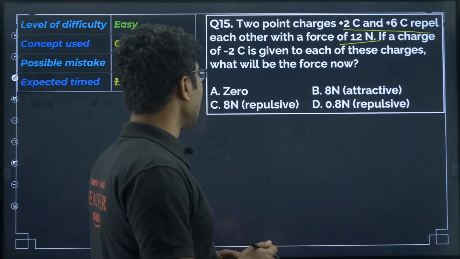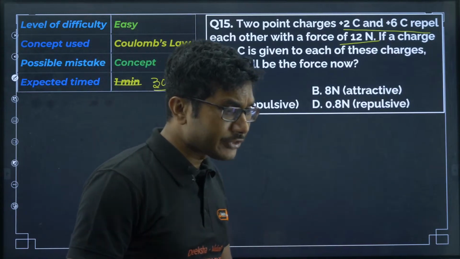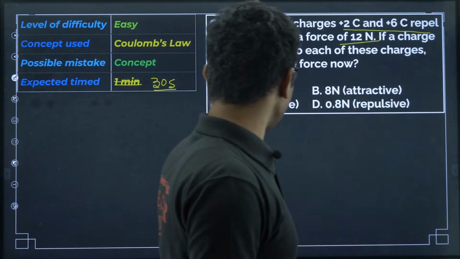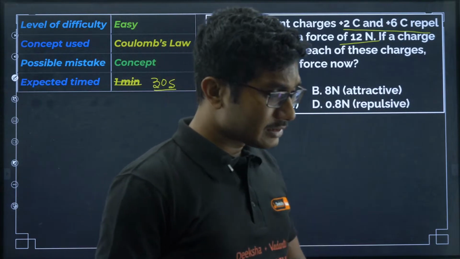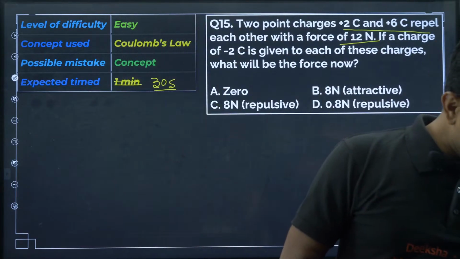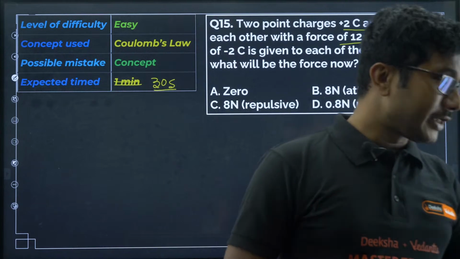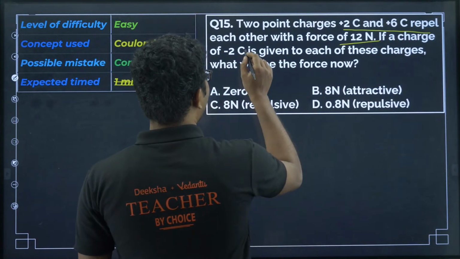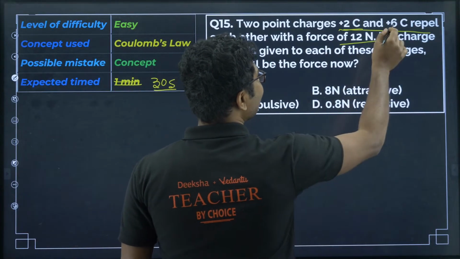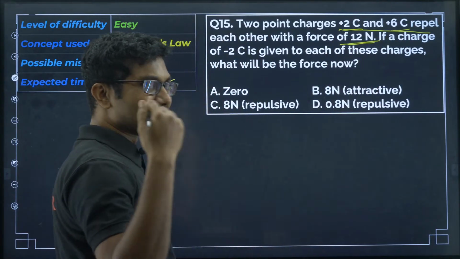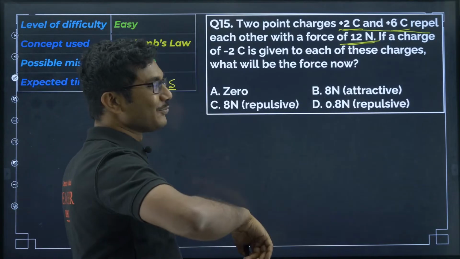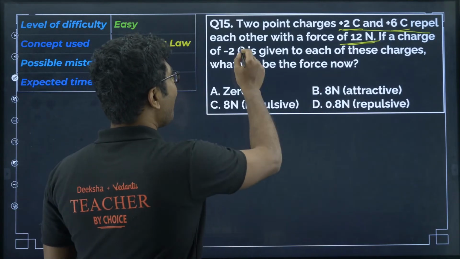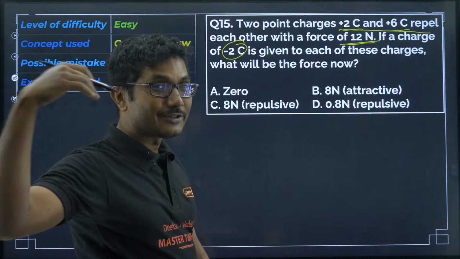Okay, do not worry. Now, easy question, 15A. Anyone else? 15A. Yes. So, easy question. Why am I saying it is an easy question? Because you are seeing 2 coulomb, 6 coulomb, 12 Newton, similar figures, but what will be the new force? You have added minus 2 coulomb to each of the charges.